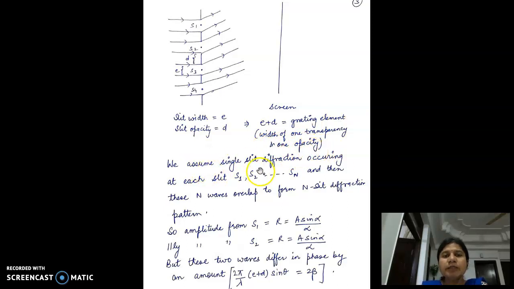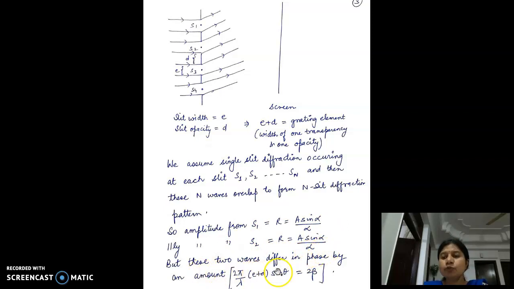Now we assume single slit diffraction is occurring at each of these slits S1 to Sn. These single slit diffraction patterns of n slits overlap together to form the n slit diffraction pattern. From each single slit, the amplitude coming out is A sine alpha by alpha, the same expression we have seen for a single slit. So the amplitude from S1 is A sine alpha by alpha, and similarly the amplitude from S2 is also A sine alpha by alpha.